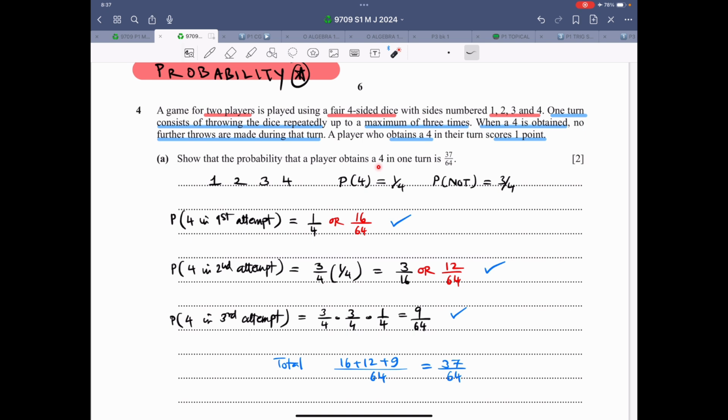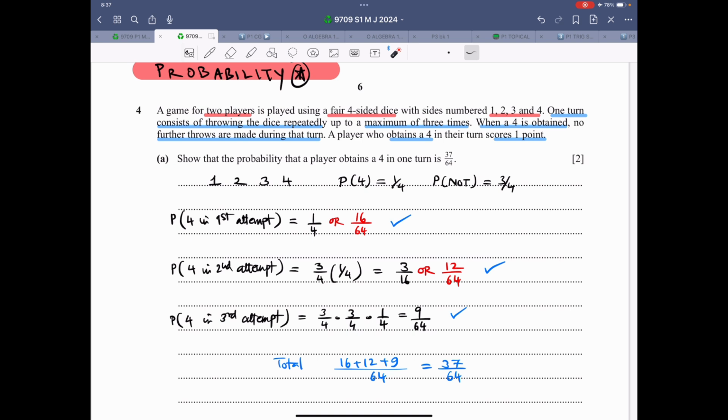Now obtaining a 4 is 1 out of 4. Not obtaining a 4 is 3 out of 4. It's a fair die. That means all these numbers have an equal chance. That is what we mean by the word fair. Getting a 4 in the first attempt, that's 1/4. Getting a 4 in the second attempt, this is like geometric probability distribution. You have to get success, but you are limited by the number of times. Getting a 4 in the second attempt, that's a failure in the first, success in the second. 3/4 into 1/4, that's 3/16. Getting a 4 in the third attempt, that's the maximum. So that's a failure, failure, success, that comes out to be 9/64.